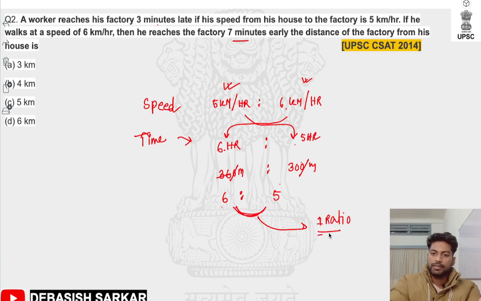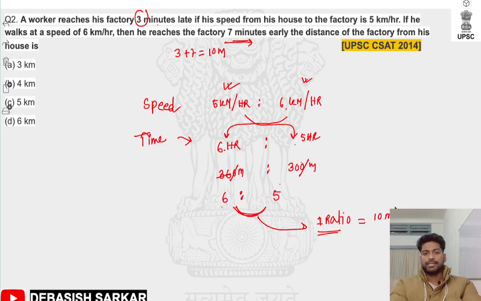But according to the question, the difference is 3 minutes late and 7 minutes early. It means 3 plus 7, the difference is 10 minutes. So we can say 1 ratio equals 10 minutes, because the difference will be the same. Time difference is 10 minutes. Okay, got it? Did you understand? Yes, understood. Okay. Now see one thing. 1 ratio equals 10 minutes.